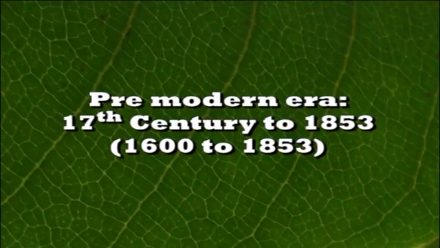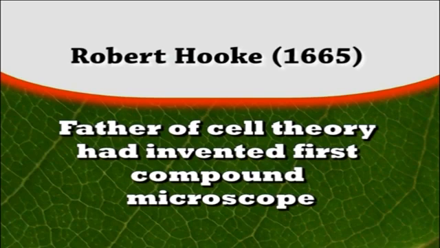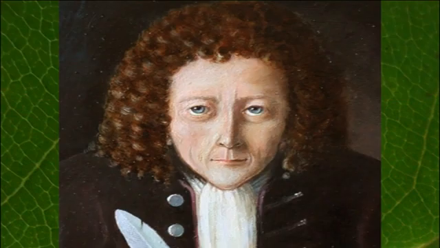Next is pre-modern era, 17th century to 1853, that is 1600 to 1853. There are several scientists who contributed to plant pathology. They are Robert Hooke from 1665. He is called the father of cell theory and he invented the first compound microscope. He reported that plant tissues are made up of minute units called cells.